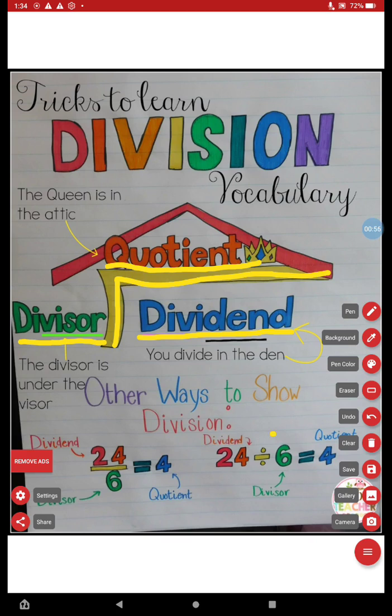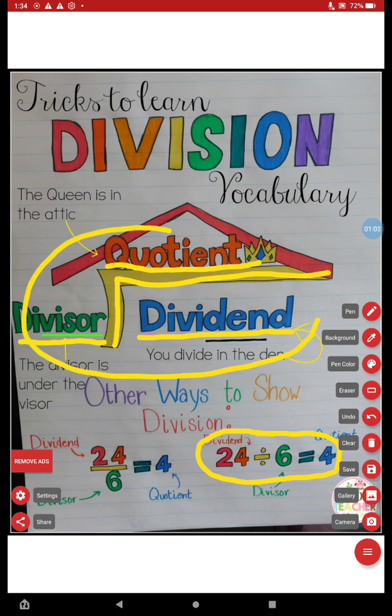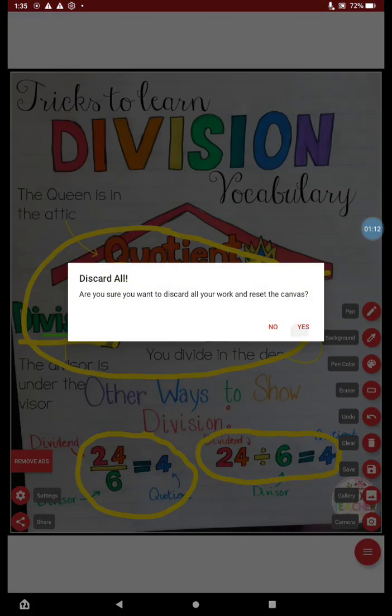You are used to seeing division written this way. And now you're used to seeing division written this way. And in today's lesson, we're going to be looking at writing division this way, as a fraction. All right, let's jump into it.